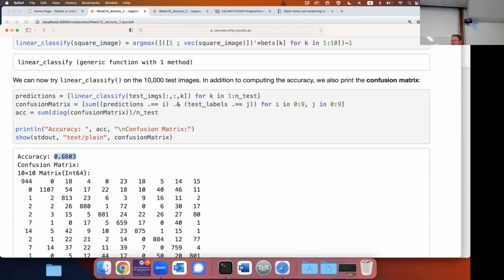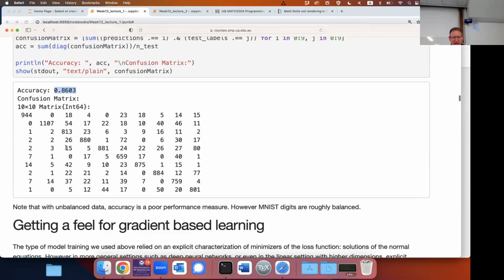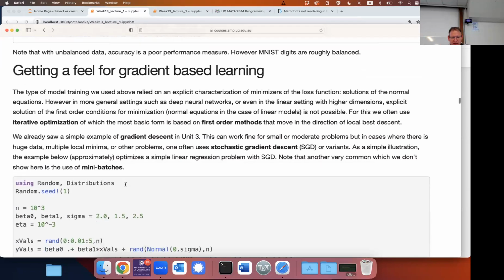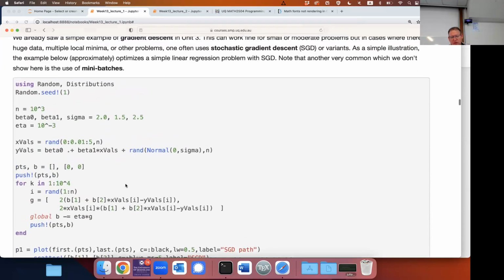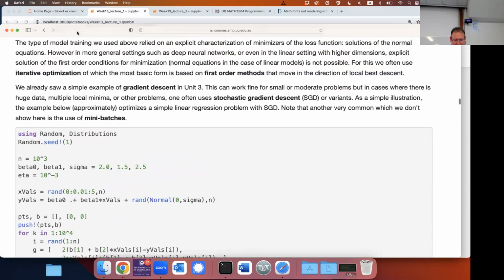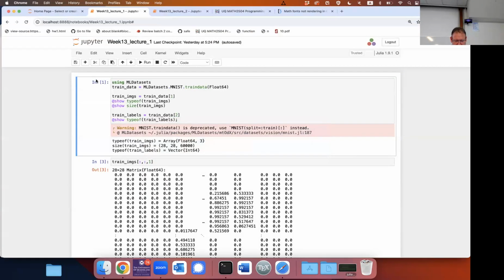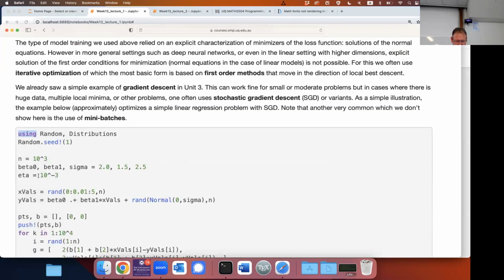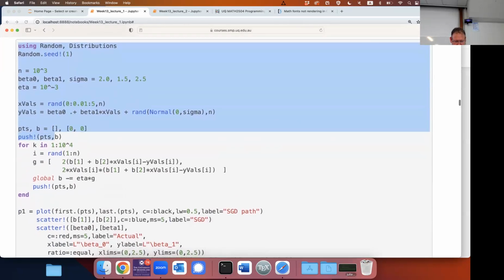It's not a sensible measure to use when your data set is unbalanced. We're not dealing with that case in this course. Okay, and this is a confusion matrix. So now we're going on to the next bit, and I'll get this going. Let's see if there are any questions further as I just set this up in parallel.